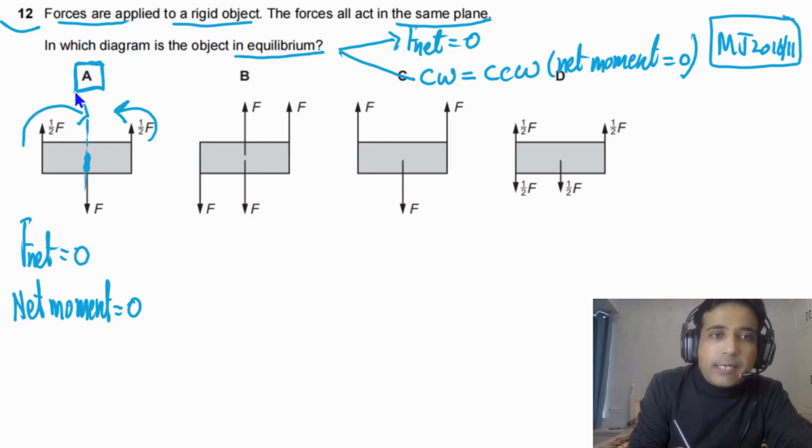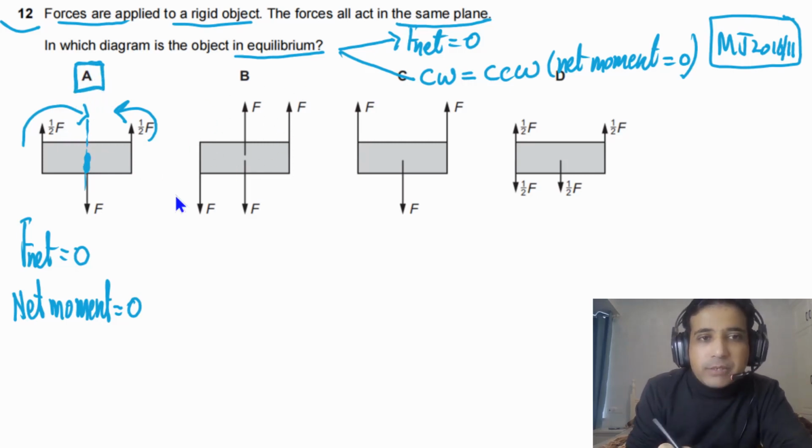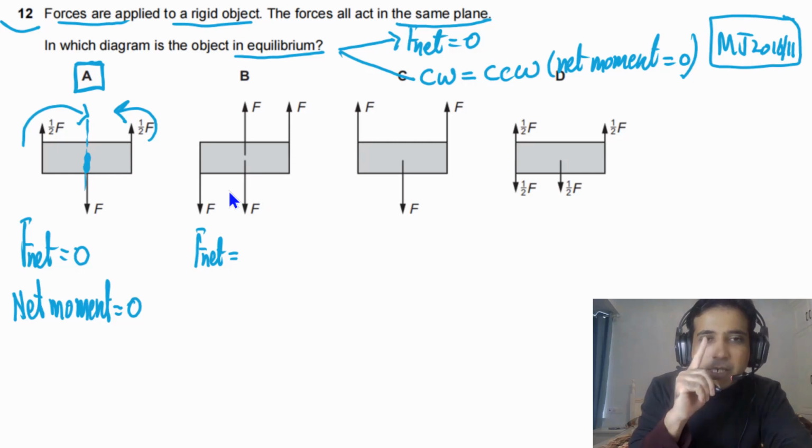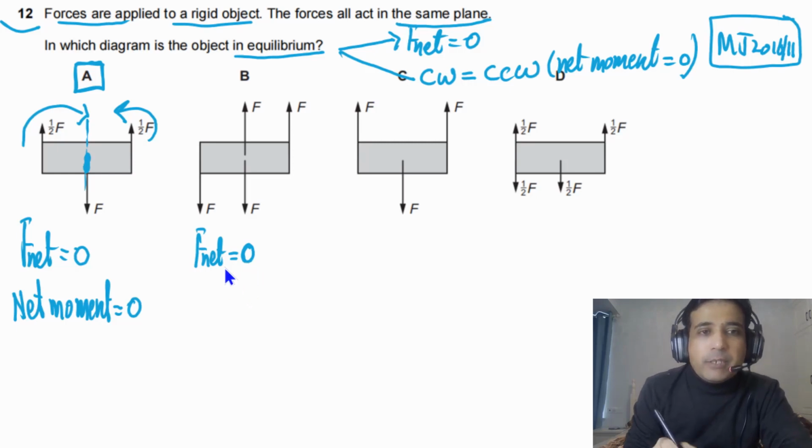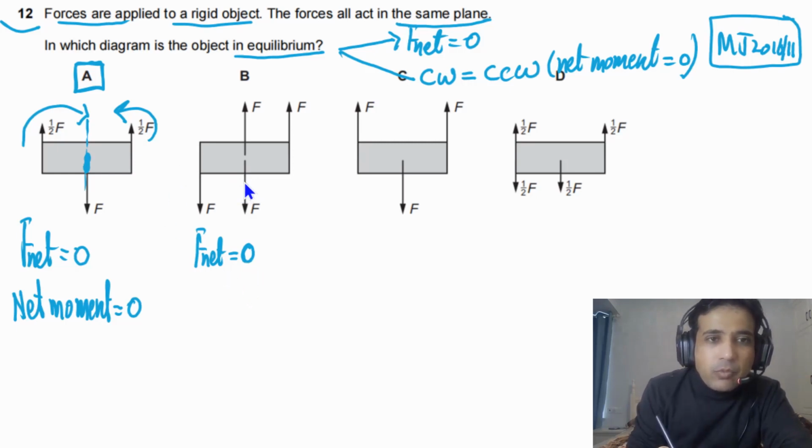Now let's check option B, why B is not the answer. First thing, we will look at net force in this case. We have 2F acting down, 2F acting vertically up, and there is no force along the horizontal. So the net force in any direction in this case is equal to 0. But if you look at the net moment now, let's say we take our pivot point here. So this is our pivot point. We can take the pivot here.